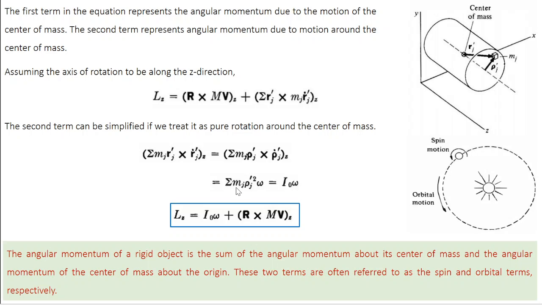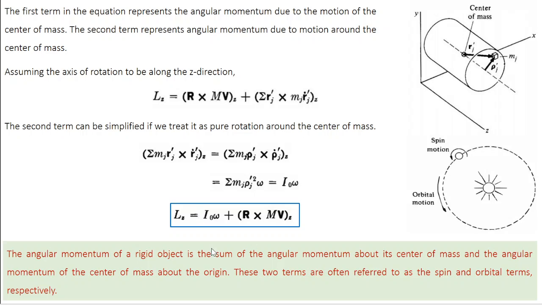And summation over j mj rho j prime squared is nothing but the moment of inertia of the system about an axis which passes through the center of mass. So this is nothing but your I naught. So the second term gets simplified as I naught omega. So the total angular momentum along z, about an axis which passes through the z direction, Lz equals I naught omega plus R cross mVz.